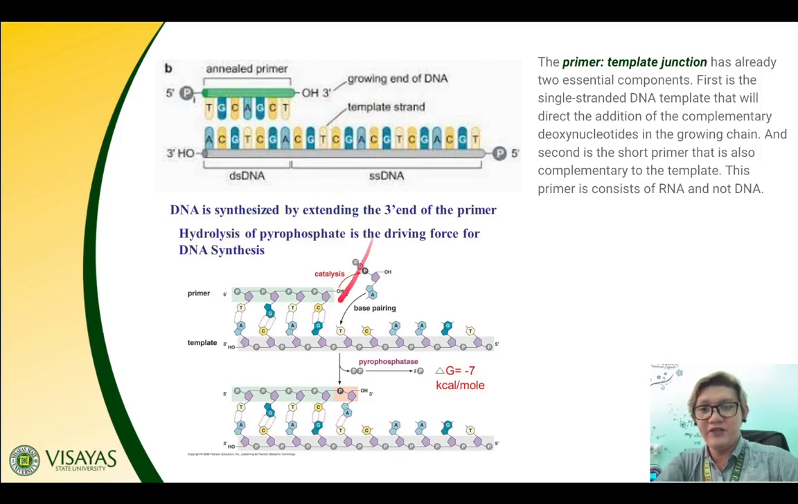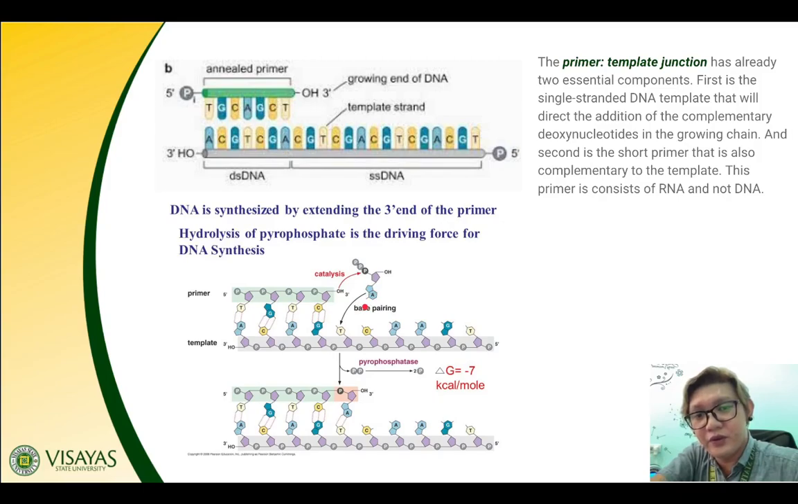So how is this possible? You have here the catalysis of the reaction. Once the primer is already added and it provides the 3' OH, a dNTP will then be added. In this case here, this is thymine, so the dNTP should be a dATP.